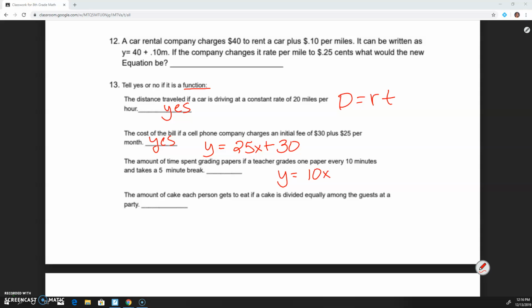The amount of time spent grading papers if a teacher grades one paper every 10 minutes. So 10 minutes per paper, and I get a 5-minute break. So one paper would be 10 minutes, 2 papers, 20 minutes, 3 papers, 30 minutes, right? Same thing every time? So it's linear. The amount of cake each person gets, if the cake is divided equally among the guests at the party. So however much cake you have, you divide it equally. Do we divide in linear equations? No.